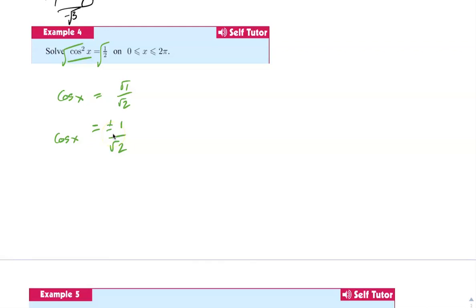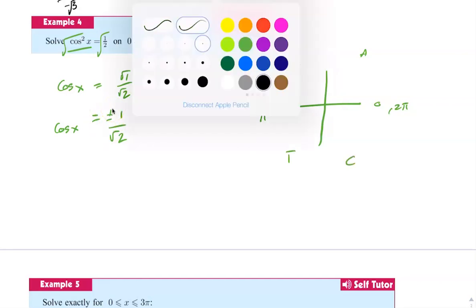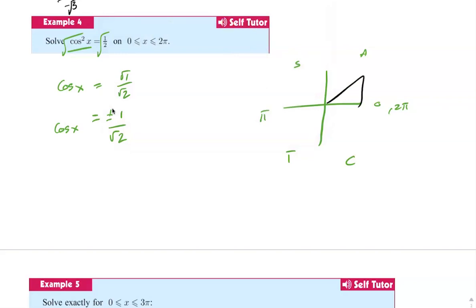So now we're going to do the same thing we always do. Draw my little thing here. 0 and pi, 2 pi. All students take calculus. Now in this case, it's plus and minus. So that means every single quadrant works. The positive and the negatives. So everybody gets a triangle. Right, because it's plus and minus.